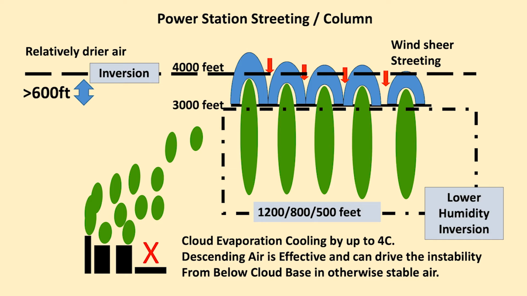So cloud evaporation can cool the air by up to 4 centigrade. And so that makes the air at height very heavy, very dense, and it accelerates downwards. So descending air is effective and can drive the instability from below cloud base in what would otherwise be stable air.